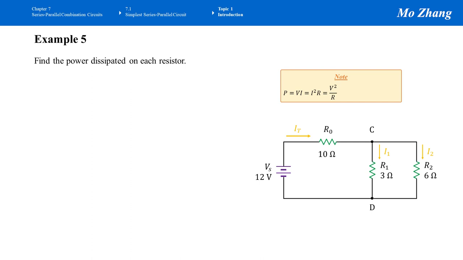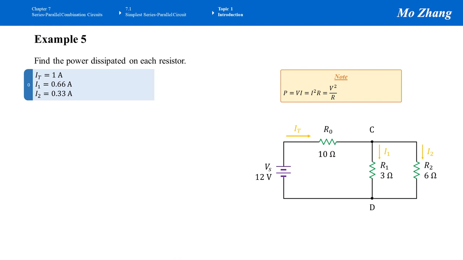Here, if you look at every resistor, we know each of their values. We also know the current that goes through every resistor. So for this question, I pick formula 2, I squared times R. The following information has been calculated already. We know the total current. The current that goes through R0 equals 1 amp. I1 equals 0.66 amps. And I2 equals 0.33 amps.